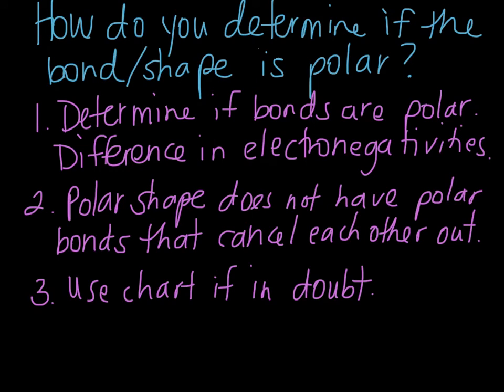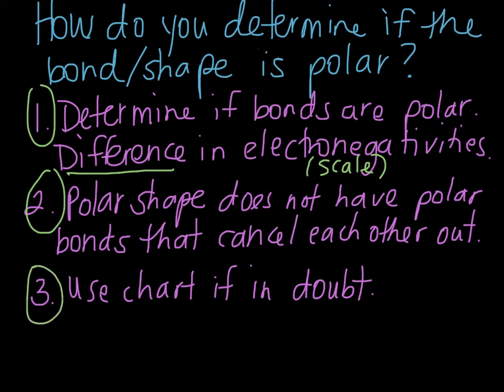Okay, so determining if the bond or the shape is polar. There are 3 steps in order to do that. The very first thing you need to do is determine if the bonds are polar. Remember, all you have to do is get the difference in the electronegativities of the elements that are involved and see where it falls on the scale that you have from the covalent bonds video. The next thing you're going to do is, if it is a shape that tends to be polar, the polar bonds will not cancel each other out, and we'll look at an example of that on the next slide. And then if you're in doubt, just use the chart. It'll tell you if it's most likely going to be polar or non-polar. So let's work out one example of covalent bonds.